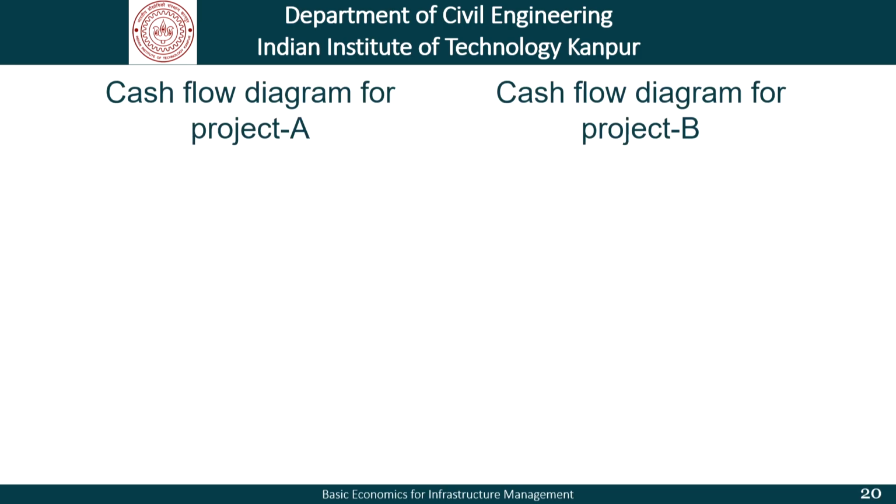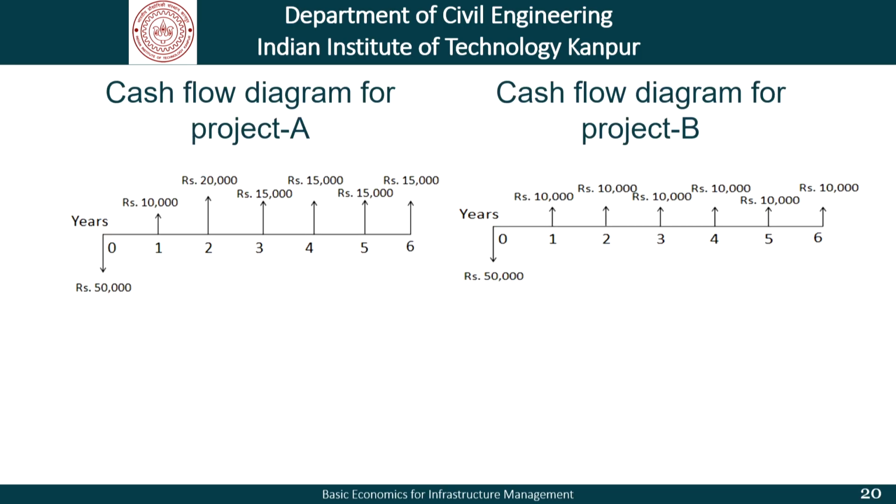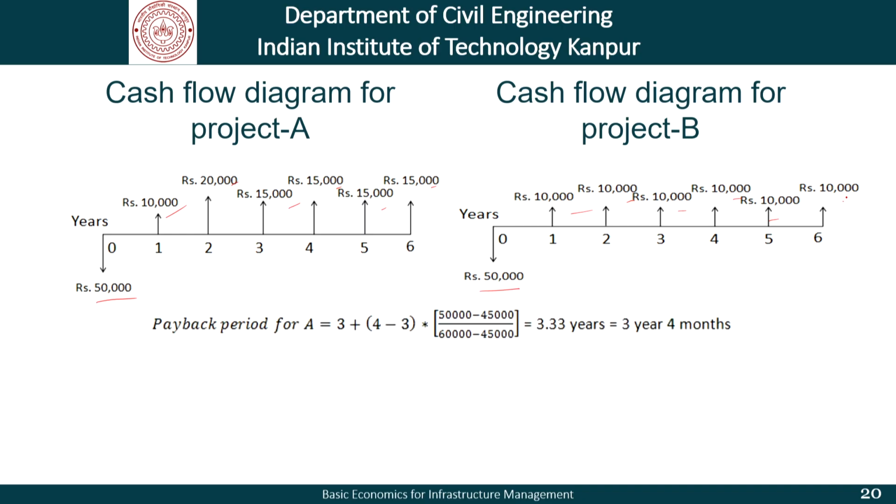payback period. So, we construct the cash flow diagrams for project A and B, we have an initial investment of 50,000, we have 10,000, 20,000, 15,000 for all the remaining 4 years, 10,000 across the board for the 6 years, and the payback period for A is basically when do we get this 50,000 back. So, as far as getting the 50,000 back in option A is concerned, this is 10, 20, that is 30, here it is 45.